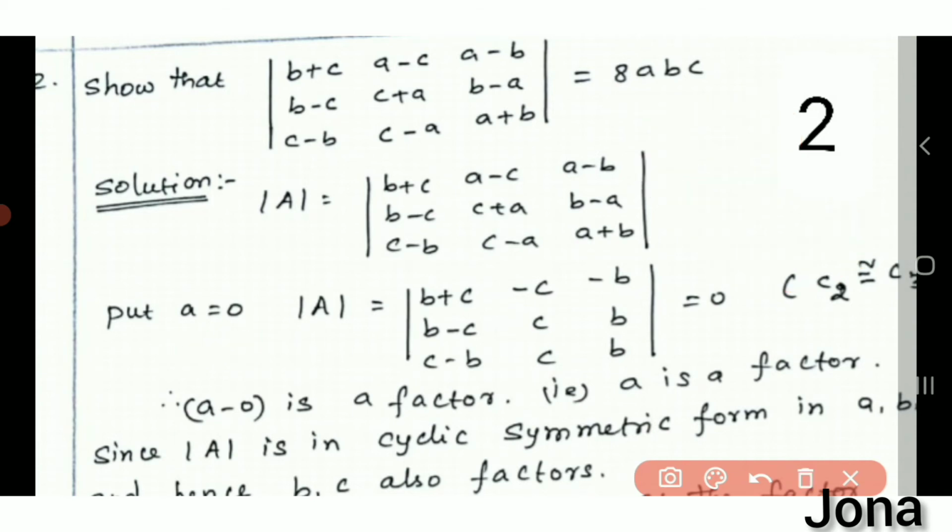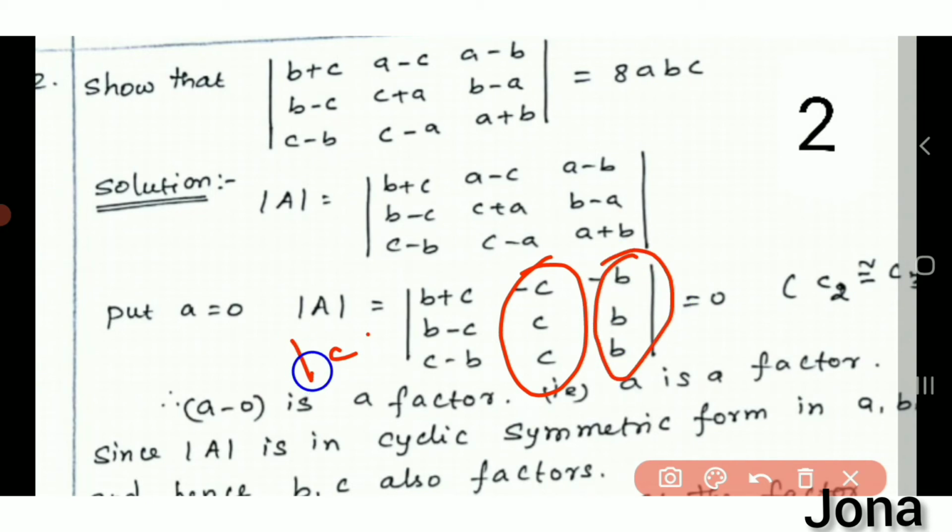So we can say determinant Δ equals, in the place of a we have to put 0. So here 0 and here also 0. So we got minus c, minus b. And then here 0 and here also 0. So we got c, b. Here 0 and here also 0. So we got c and b only. In this second column we have c as common, so take c common there, and in this column b is common. So take b here. So we can have minus 1, 1, 1. Here also minus 1, 1, 1.